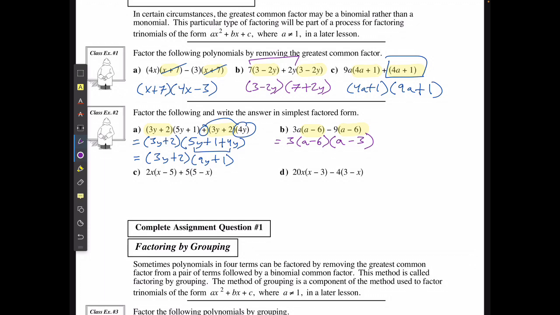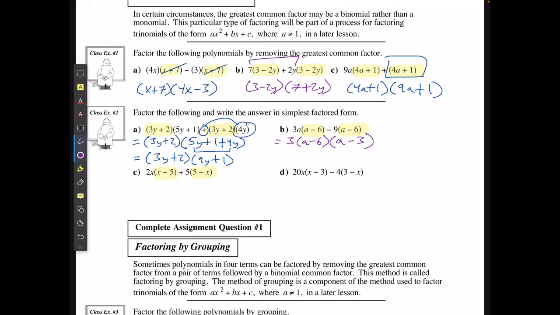For example C, this one is designed to trick you because x minus 5 is not the same as 5 minus x. Say that the value of x was 2. 2 minus 5 would be negative 3, but 5 minus 2 would be positive 3, so it's not the same thing. Which means that we need to rearrange the order.